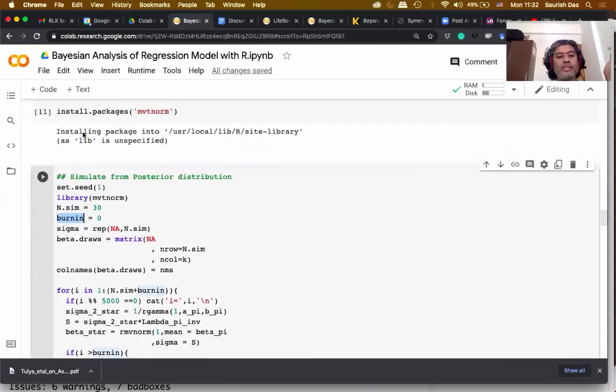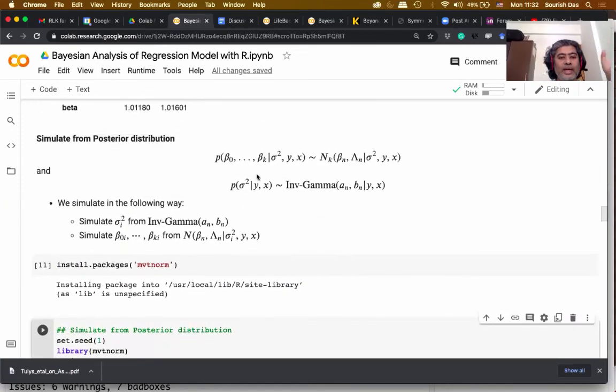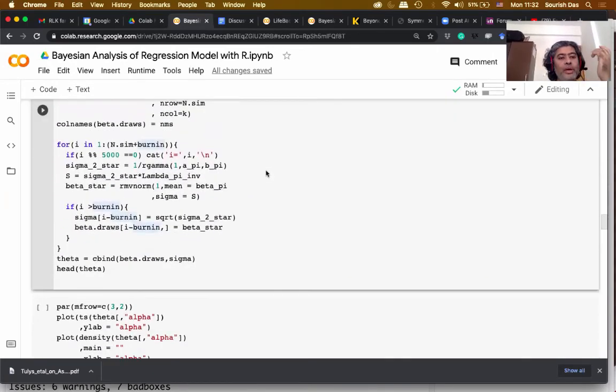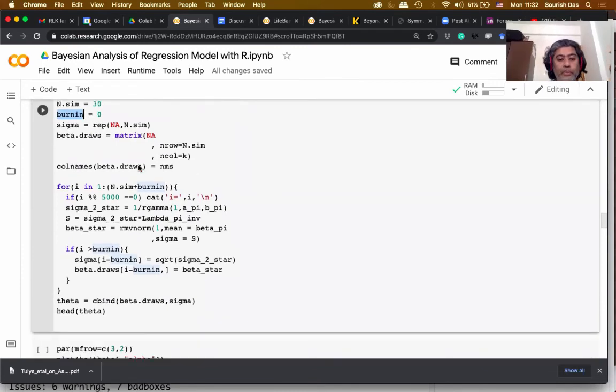In this case, since we know the exact distribution and we know exact things, we don't have to face the issue of convergence here. So I just put burn-in 0. We don't need to throw away any data because we are not going to face any convergence issue.